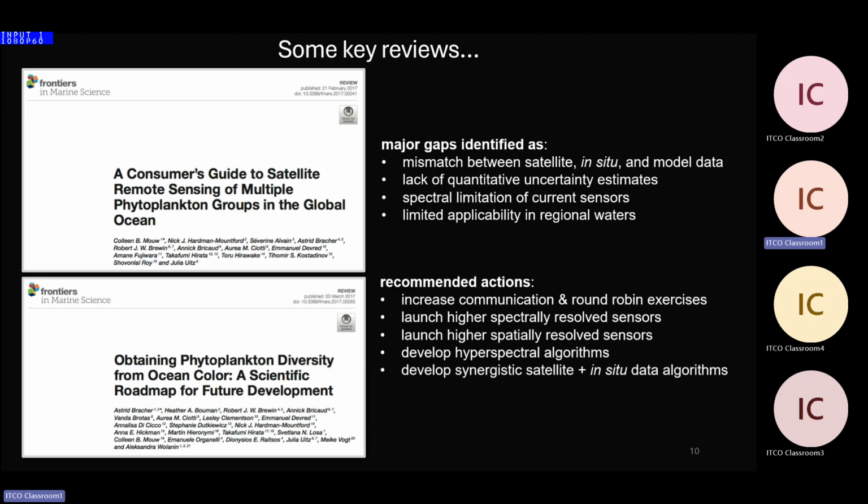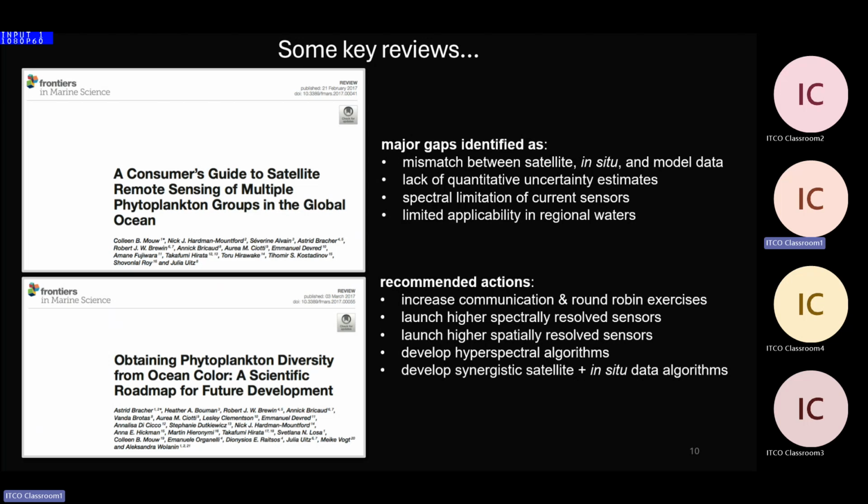Uncertainty is still quite tricky. How do you work out the uncertainty on these measurements? Again, they identified spectral limitations in the existing sensors, which is not a problem now. We've got things like PACE up there, and we can do some pretty interesting things. And sometimes these algorithms are tuned regionally, so they might not work everywhere. Moving forward, there was another paper that said we should probably do some more of these round robins.